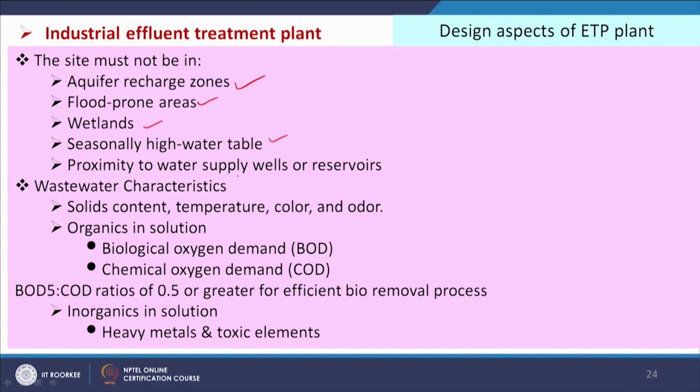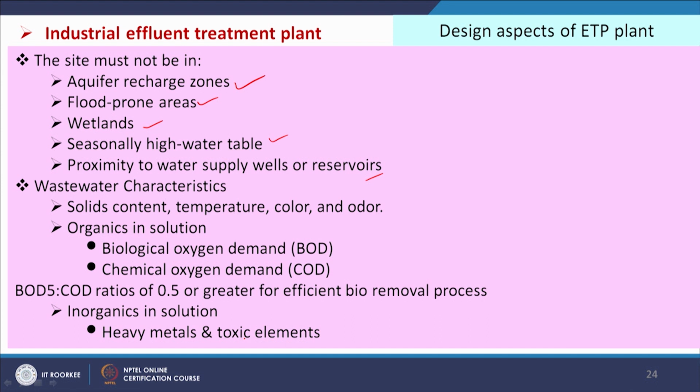Proximity to water supply wells or reservoirs should be avoided, and we should know wastewater characteristics like solid content, temperature, color, odor. Organics in solution, BOD, COD: what is the BOD and COD content, and what is the BOD to COD ratio. If the BOD COD ratio is high, like more than 0.5, then it will be very good for the use of secondary treatment. If the BOD COD ratio is less, then we may need to add some additional step to increase it, and we can go for a bioremoval process after that.